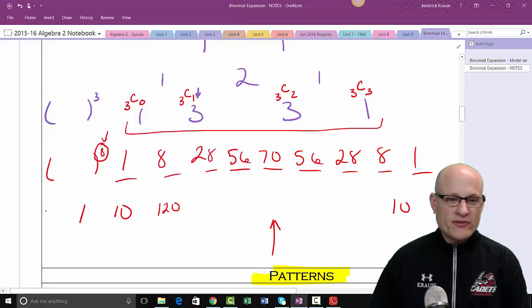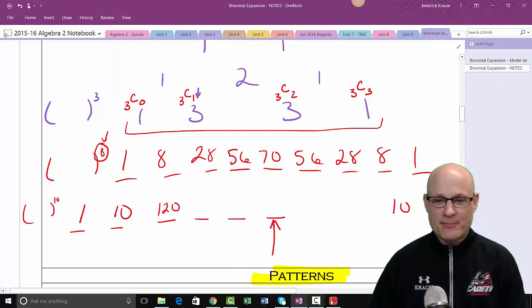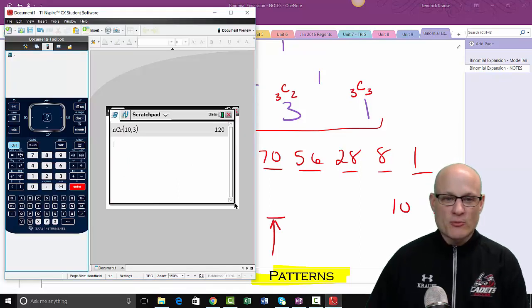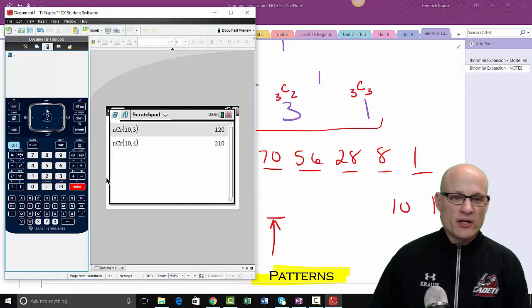So remember that if this is to the 10th power, I'm going to have 11 things. 1, 2, 3, 4, 5, 6 is when I'll stop. And it should start repeating its pattern. But maybe I'll check that just real quick to make sure I don't screw that up. So enter, delete, 4, 210. And then do a couple more, 5 and 6.